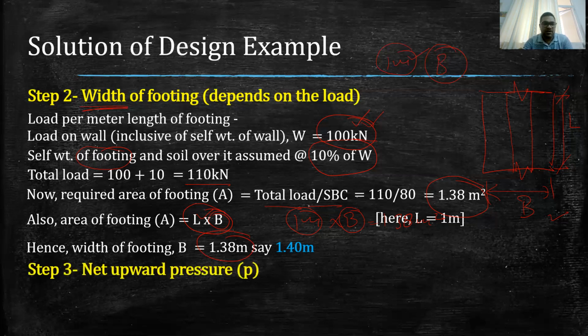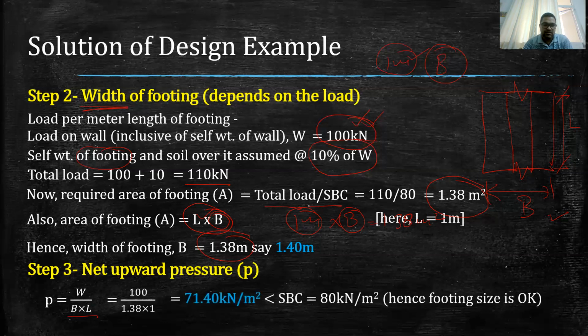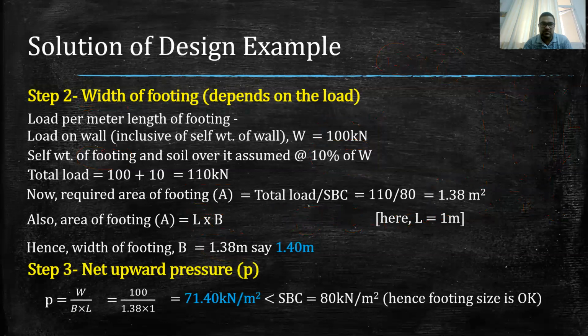So now we are going to move on to the next step, and here we will find out the net upward pressure P. So net upward pressure is W by area, and area is B into L. So putting the values here, we get the net upward pressure as 71.40 kilonewton. And as you can see, this net upward pressure is less than safe bearing capacity of soil. So we can say that the size of footing, specifically the width, is sufficient.